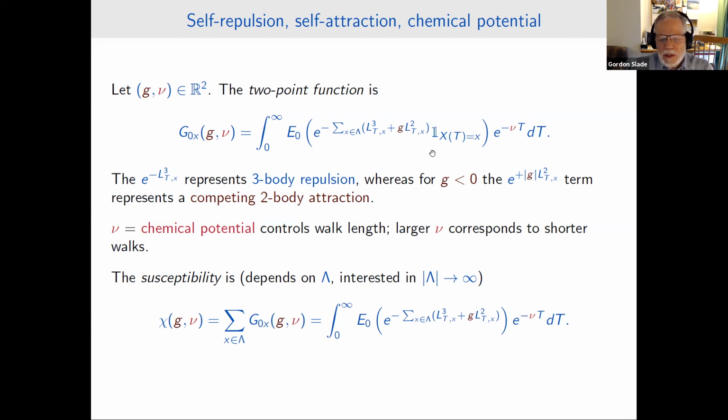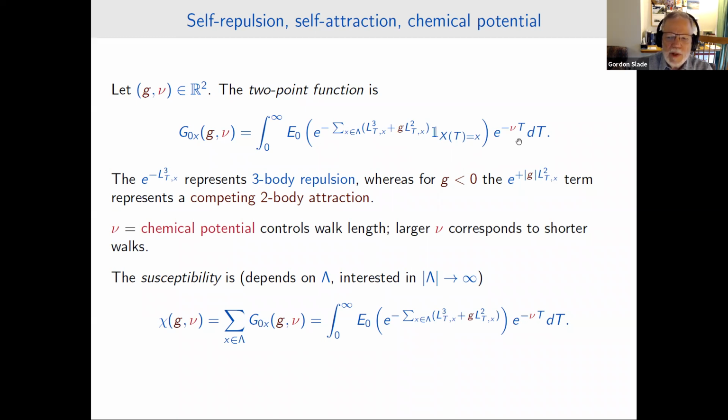If I was going to be just studying directly the polymer model that I began with, I would prefer to just study this for fixed t, but that's not what we'll do. We'll look at the Laplace transform of that instead. And so there's this e to the minus nu t, and then we integrate with respect to t.